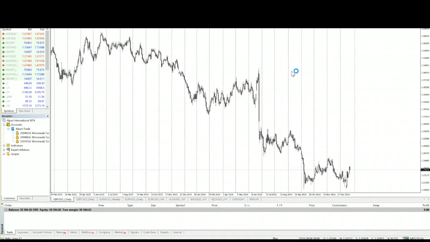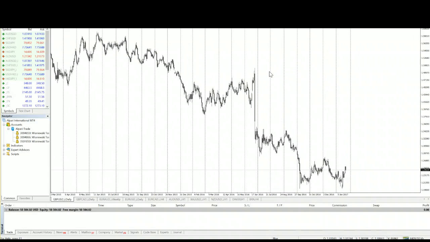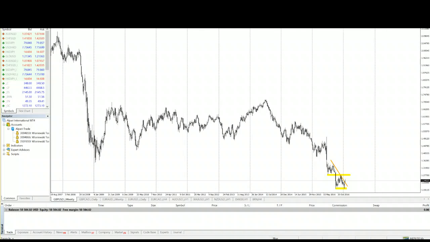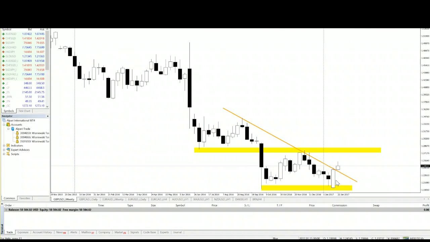So now we can look at the charts. This is a daily chart of cable, so the British pound to the American dollar, and what you can see here is a clear downtrend. But in my opinion, we are very close to the end of this downtrend, and we are very close to the reversal. As you can see, we made a first step for the reversal. Actually, we made two steps. It's a double bottom formation. Also, this is a bullish engulfing candlestick pattern.